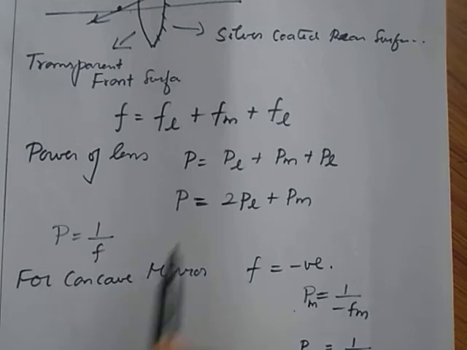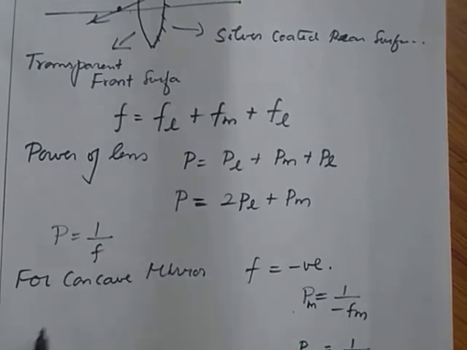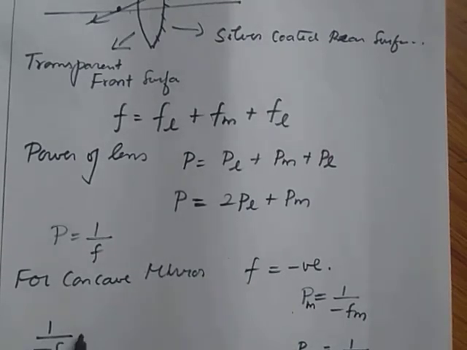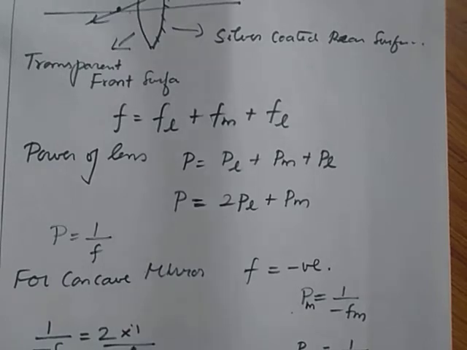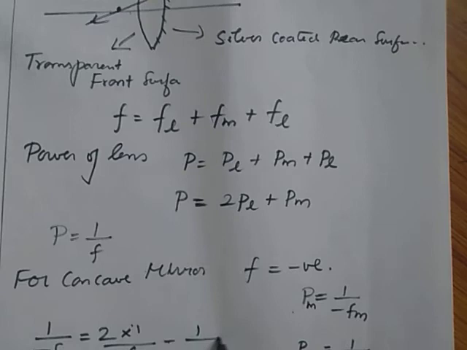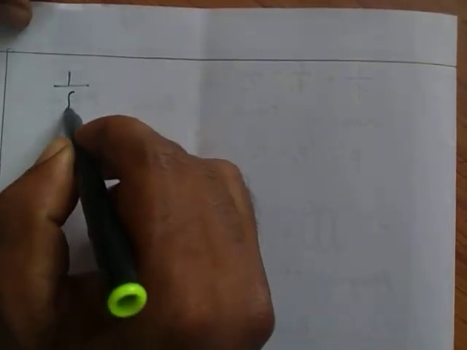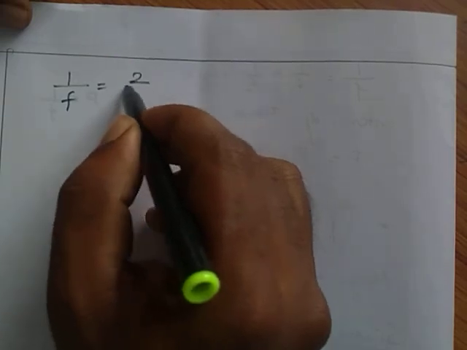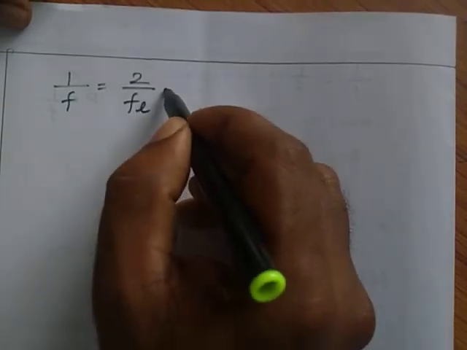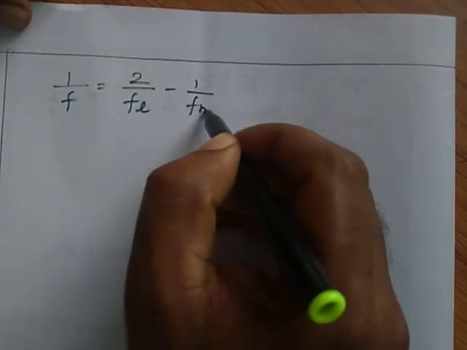We can write this expression as P is equal to 1 by minus F, that is equal to 2 times PL, that is 1 by FL, plus PM, that is minus 1 by FM. Finally we get the expression 1 by F is equal to 2 by FL minus 1 by FM.